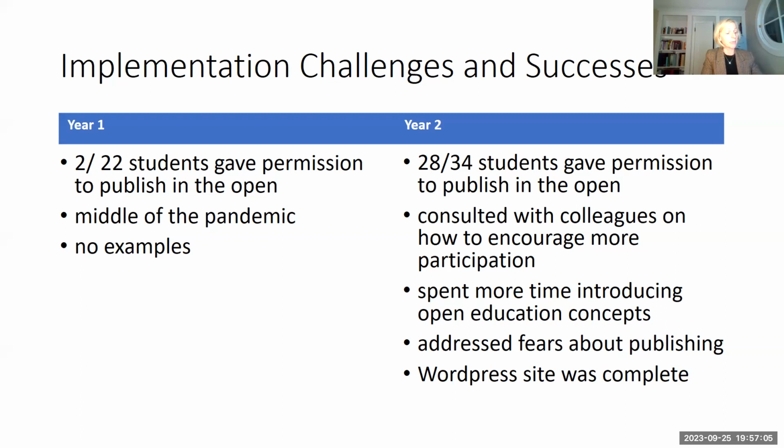Although I could verbally describe how these assignments were going to be compiled and shared, I think students had trouble visualizing it. For the second year, I consulted with colleagues regarding how to encourage more student participation. This included spending more time introducing the concepts of open education and addressing their fears about publishing. The WordPress site was also complete, so I could now show students what their literature reviews would look like on the site. In the second year, 28 out of 34 students published openly, so it was worth persevering.